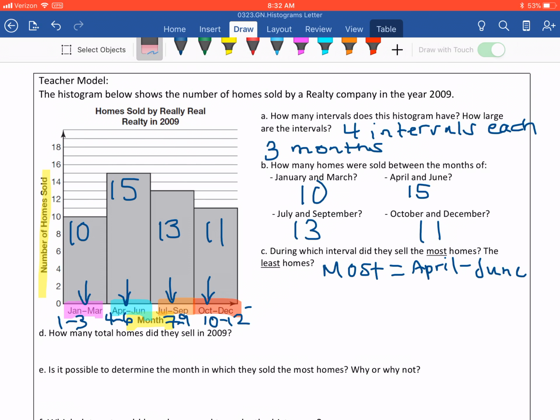All right, and then I'd ask what was the least. So the most was April through June, but the least, which interval was the smallest? Well, the smallest number was 10, and that one was January through March.